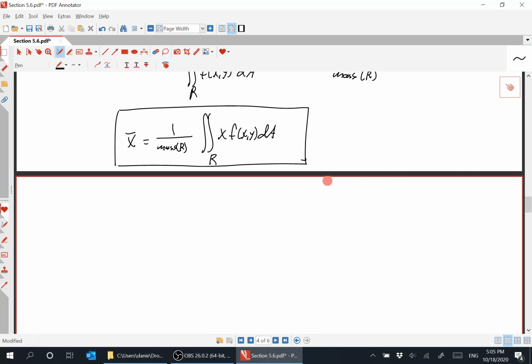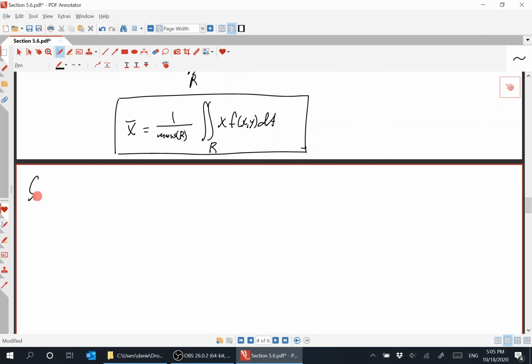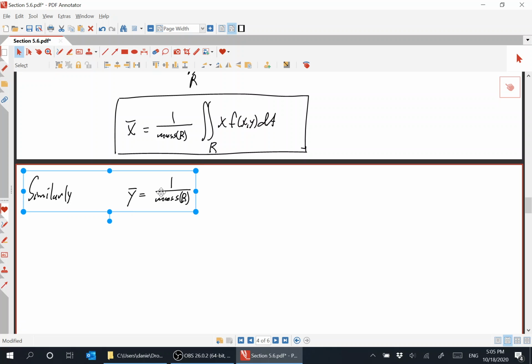Similarly, y bar is equal to 1 over the mass of R. So let me put these on the same page. That's fine.